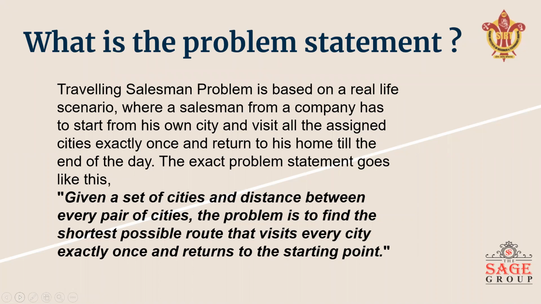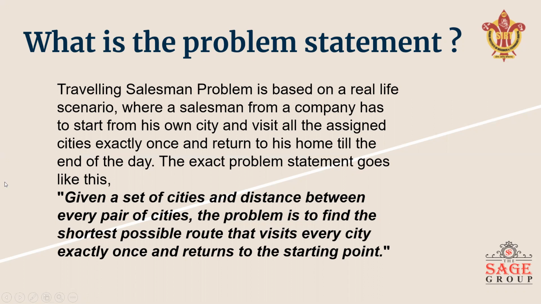So as its name suggests, simply it is the problem of a traveling salesman who goes from city to city, and there are two main targets for him. He has to travel all the cities assigned to him, and all the cities must be covered exactly once, and obviously he has to take the shortest route. So the traveling salesman problem is based on a real life scenario where a salesman from a company has to start from his own city and visit all the assigned cities exactly once and return to his home till the end of the day. The exact problem statement goes like this.